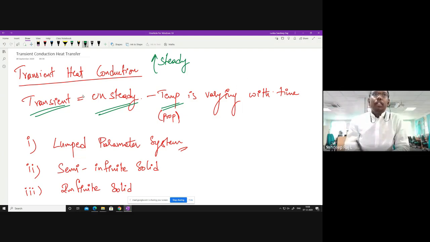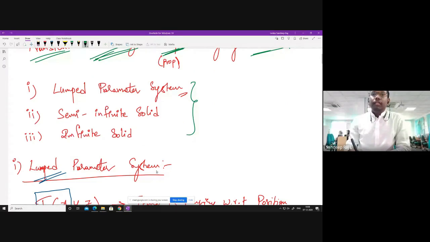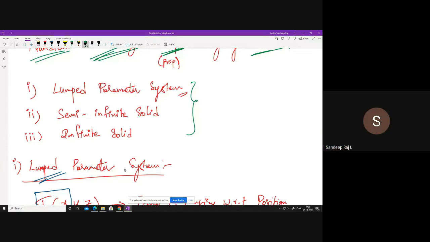But from now on, in this transient heat conduction, we consider an unsteady state wherein your temperature is going to vary with respect to time. In this transient heat conduction, you will have 3 cases. Whatever problem you get in your examination will be from these 3 cases. First, you have to check whether the given problem belongs to a particular case or not. If it does, you can solve it using the methodology followed in that way. So these are 3 approaches by which you can solve a transient heat conduction problem.